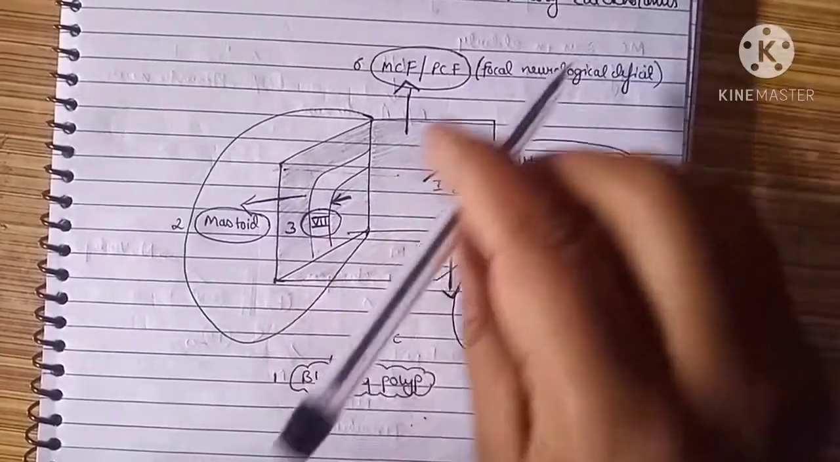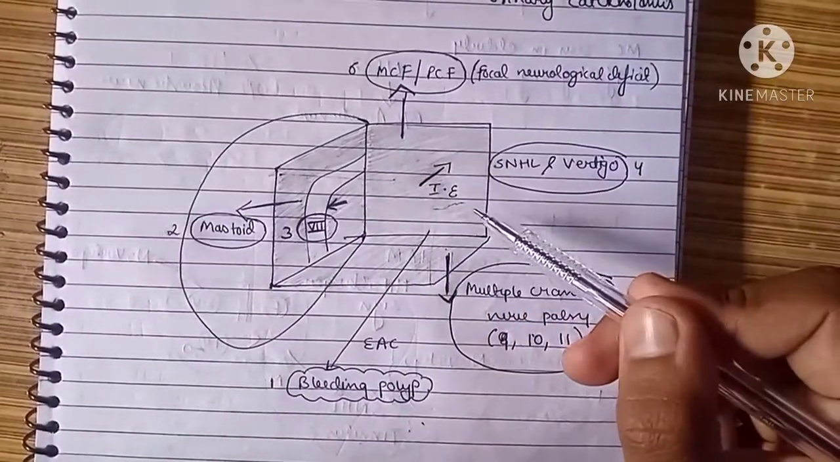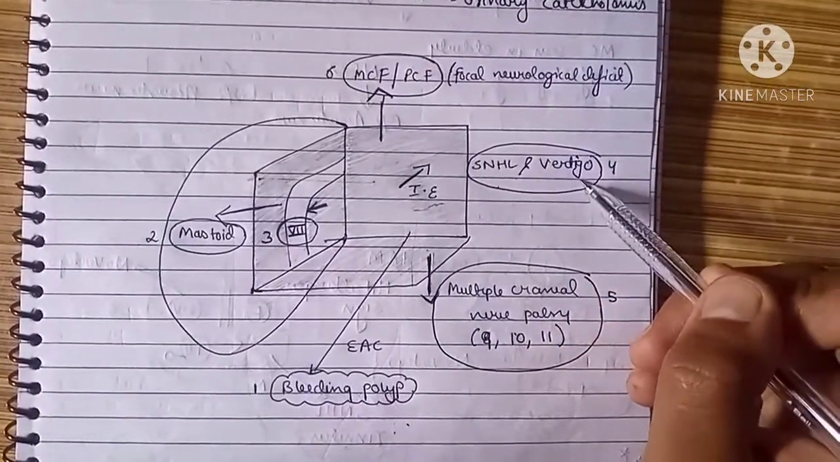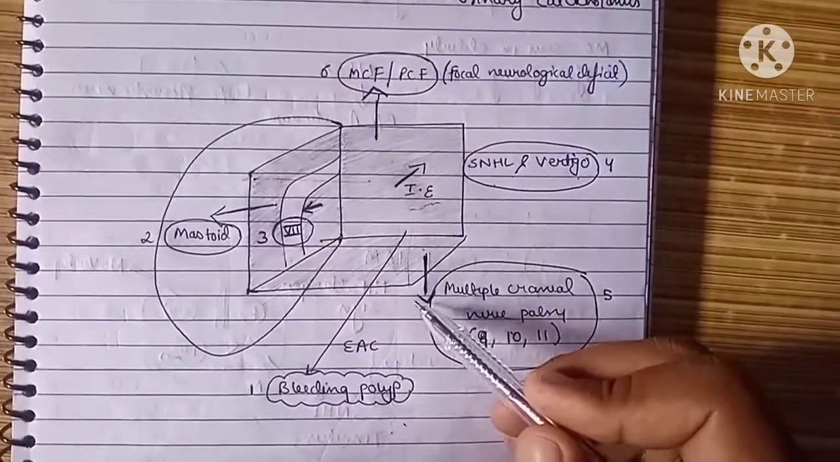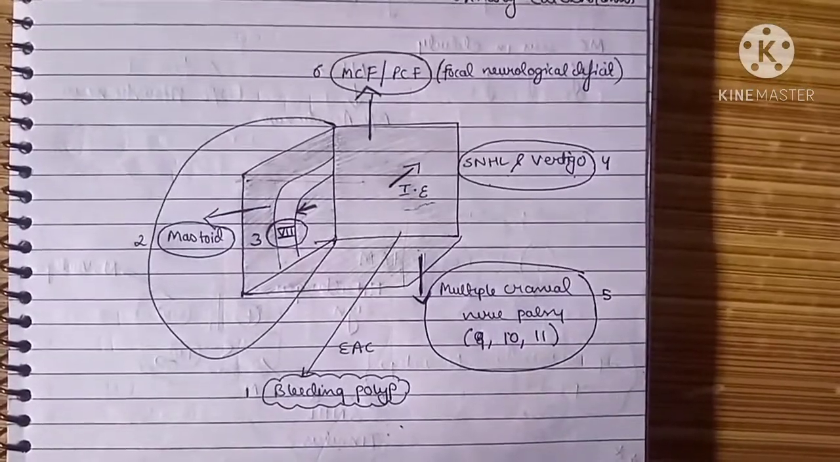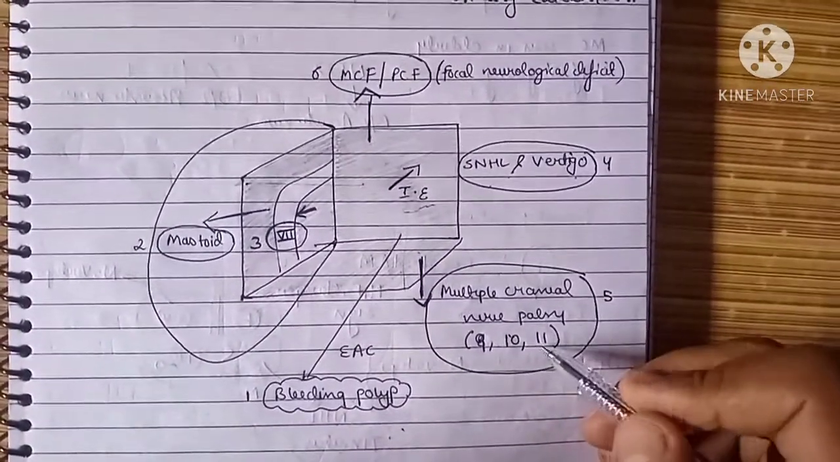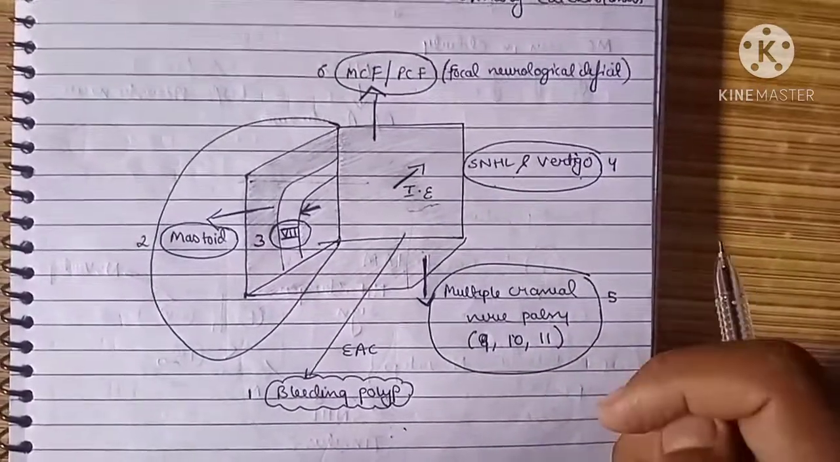Medially, if this tumor goes into the inner ear, involving the labyrinth, it can lead to sensorineural hearing loss and vertigo. The fifth thing is if this tumor goes through the floor of the middle ear involving the jugular bulb, it will lead to involvement of the 9th, 10th and 11th cranial nerves, which will result in multiple cranial nerve palsies.